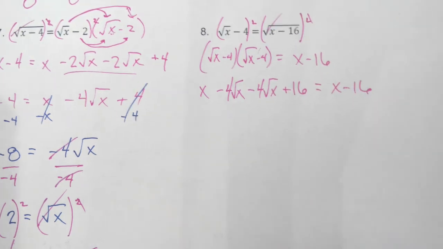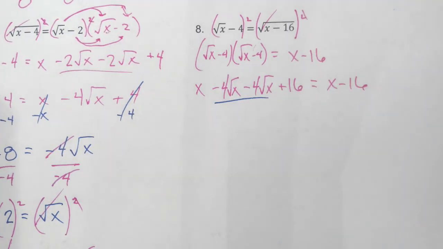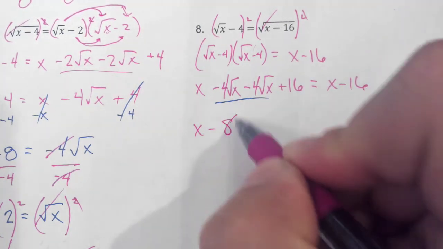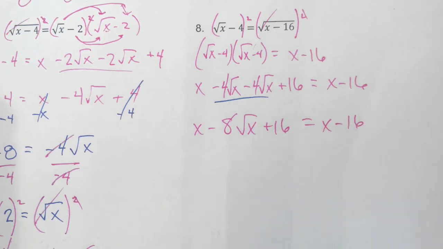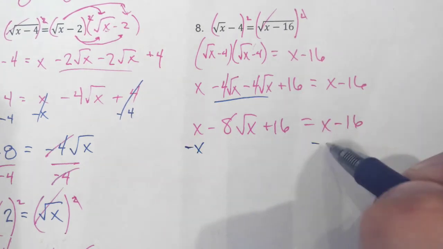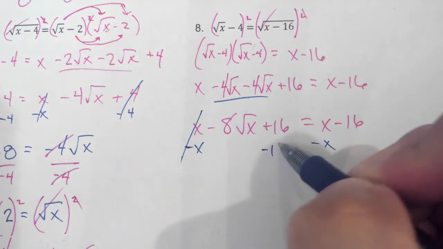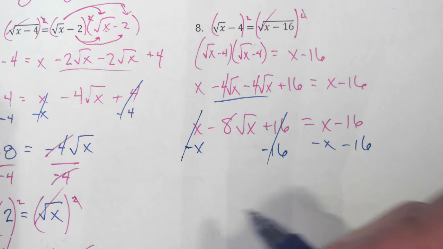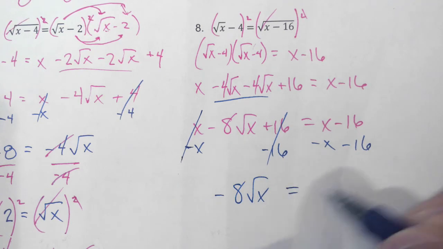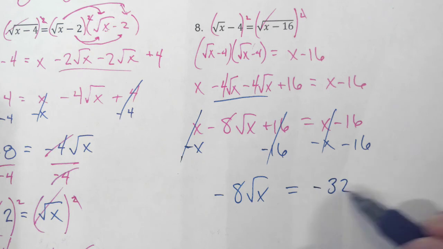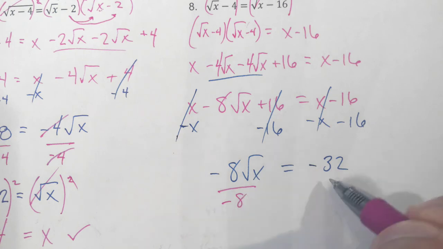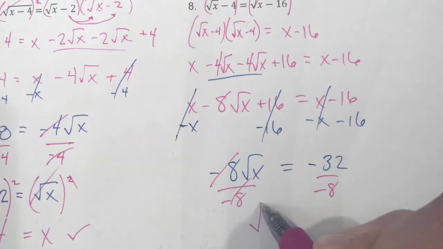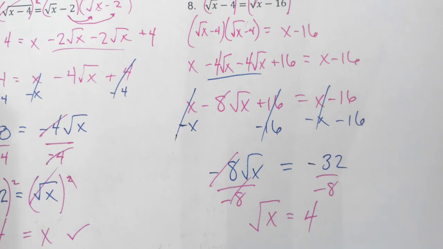All right. Let's combine those two middle terms there to get x minus 8 square roots of x plus 16 equals x minus 16. Okay, now since we still have a radical in our problem, we need to isolate that radical. We would start by subtracting x from both sides and subtracting 16 from both sides. So I would have negative 8 square roots of x equals, those cancel also, negative 32. We're almost there. Next, to get rid of that negative 8, to get that radical by itself, we would divide by negative 8. Looks like the square root of x equals a positive 4.